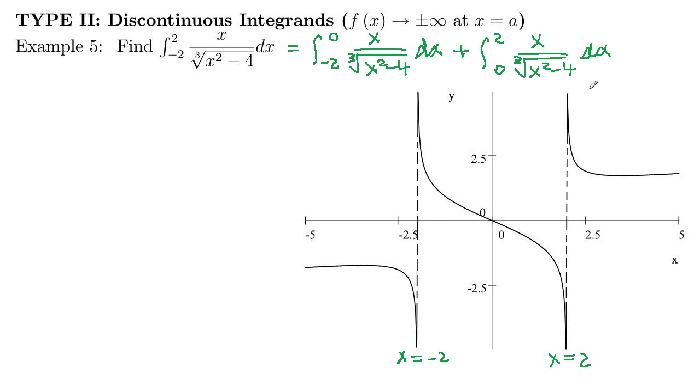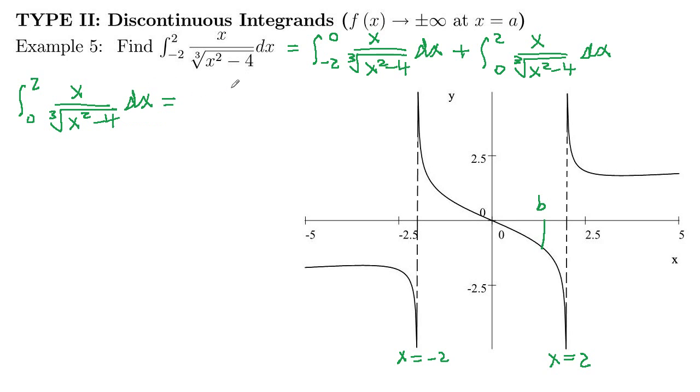So let's consider the integral from 0 to 2 first. So that's maybe a little bit easier to work with. So the integral from 0 to 2 of x over the cube root of x squared minus 4 dx. And then we're going to use a limit, as we did before. We replace our trouble spot with a limit. So instead of integrating from 0 all the way out to 2, because you've got this infinite vertical strip, you will integrate out to some number b.